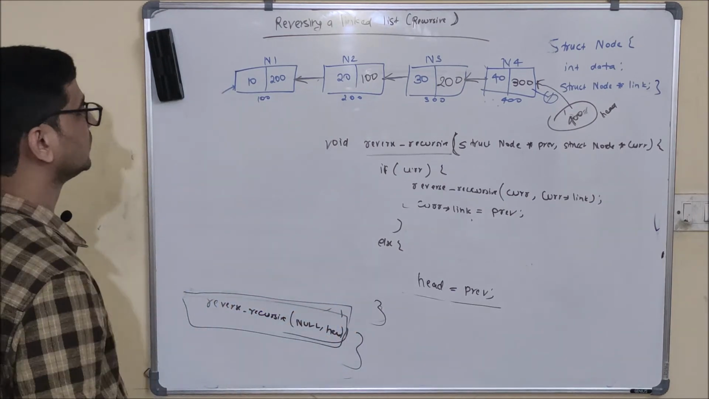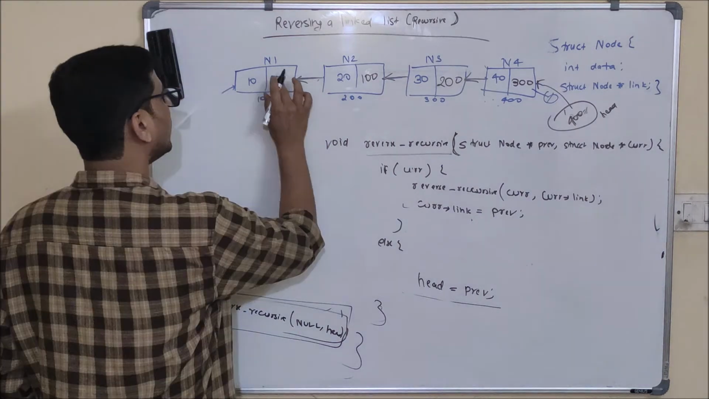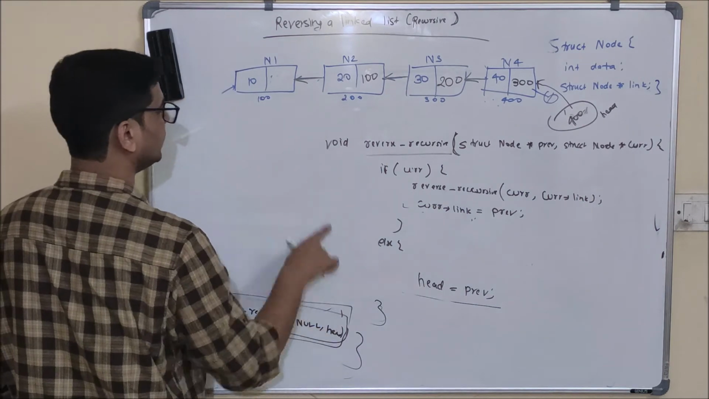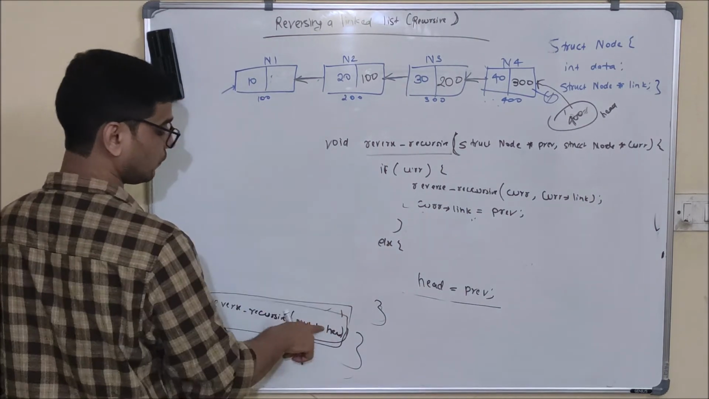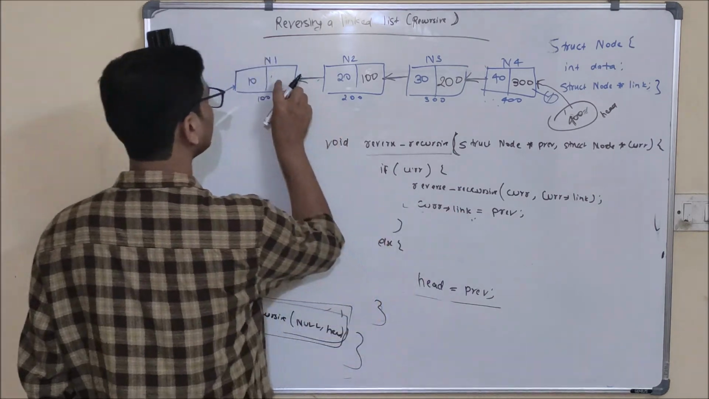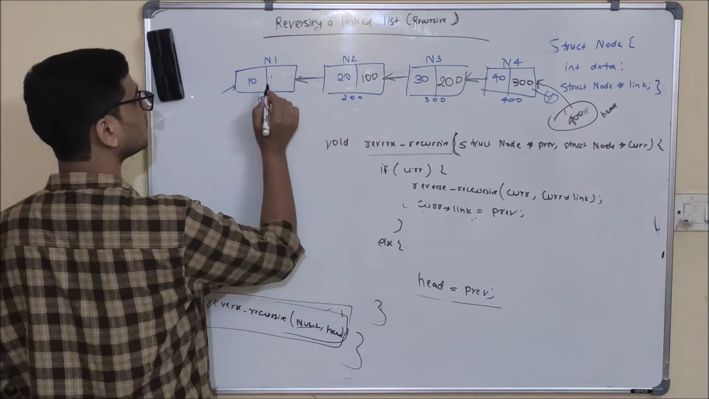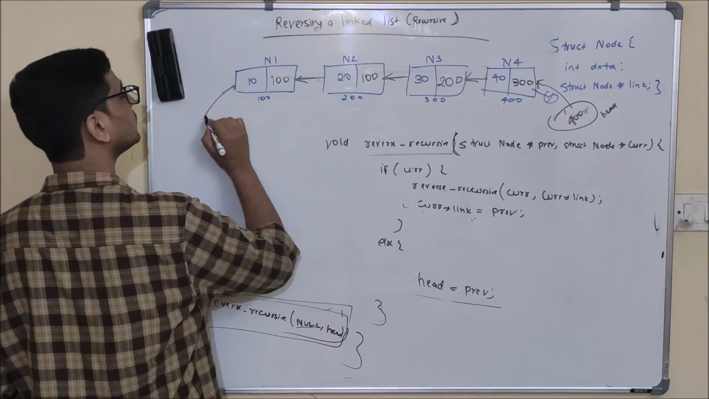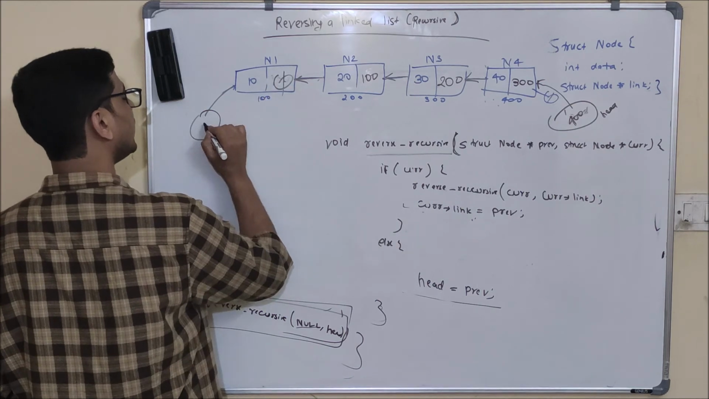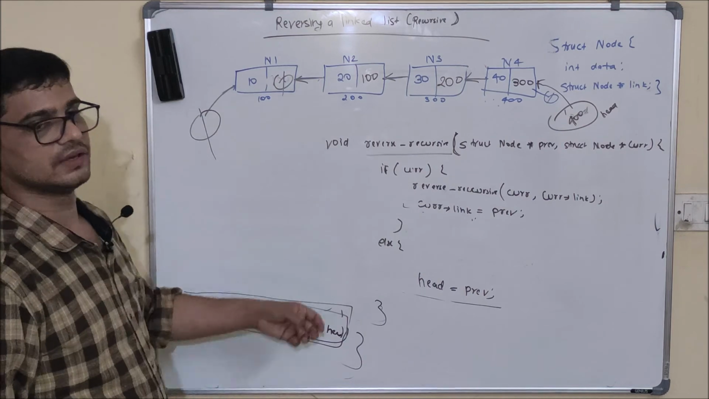That is 100. So what will happen here? Current dot link, current is 100, that is head 100, for this particular node 100. So its link part will be updated to previous. And what is previous here? Null. So it will start to point to a null address. So this is how this program will execute.